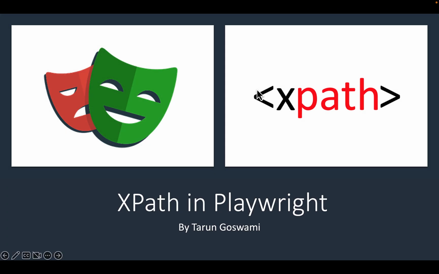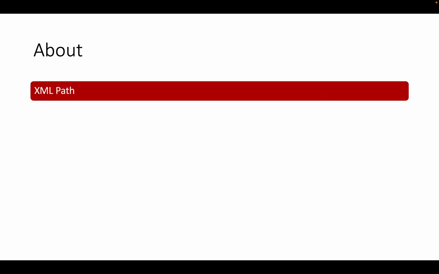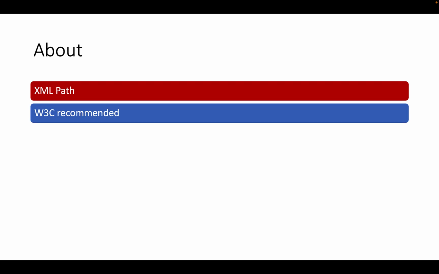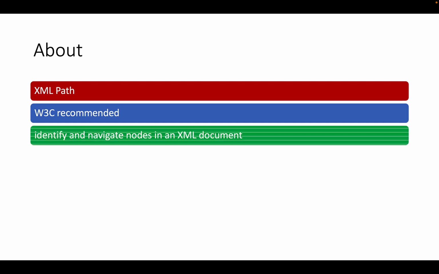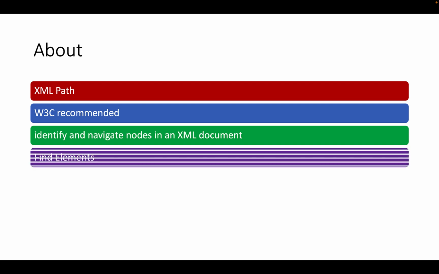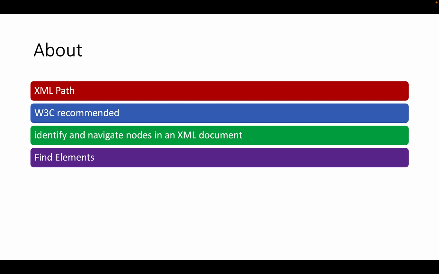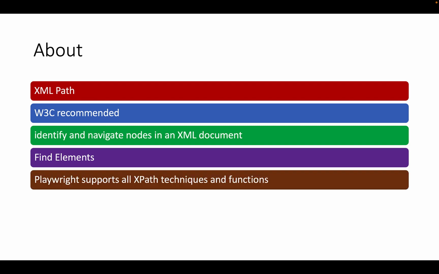Hello everyone, in today's tutorial let's see how to use XPath in Playwright. So XPath stands for XML Path. It is a W3C recommended technique used to navigate nodes in an XML document. In automation we use XPath to find elements on a web page. Like any other language, Playwright supports XPath selector and all its techniques and functions.